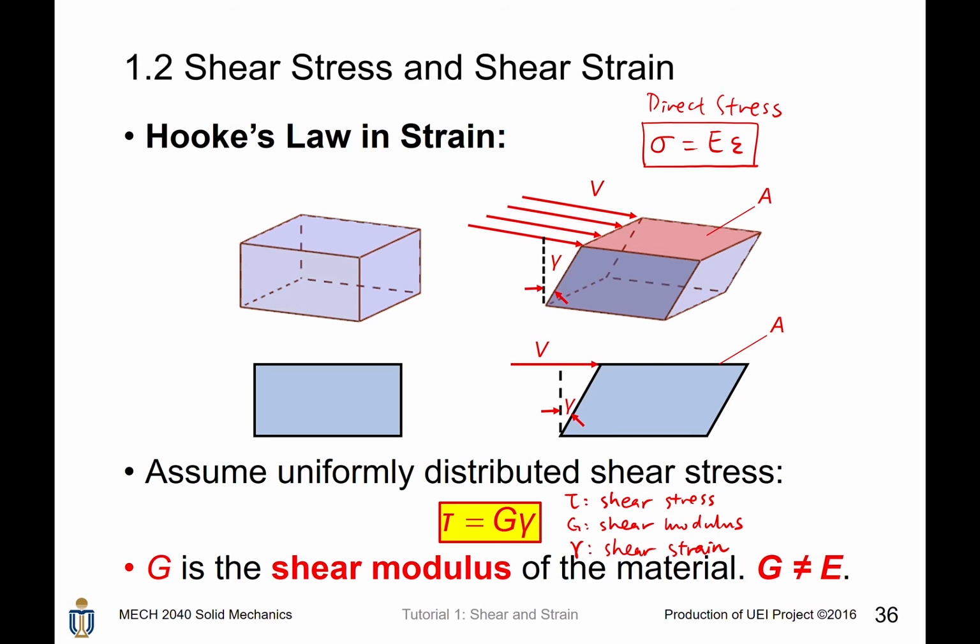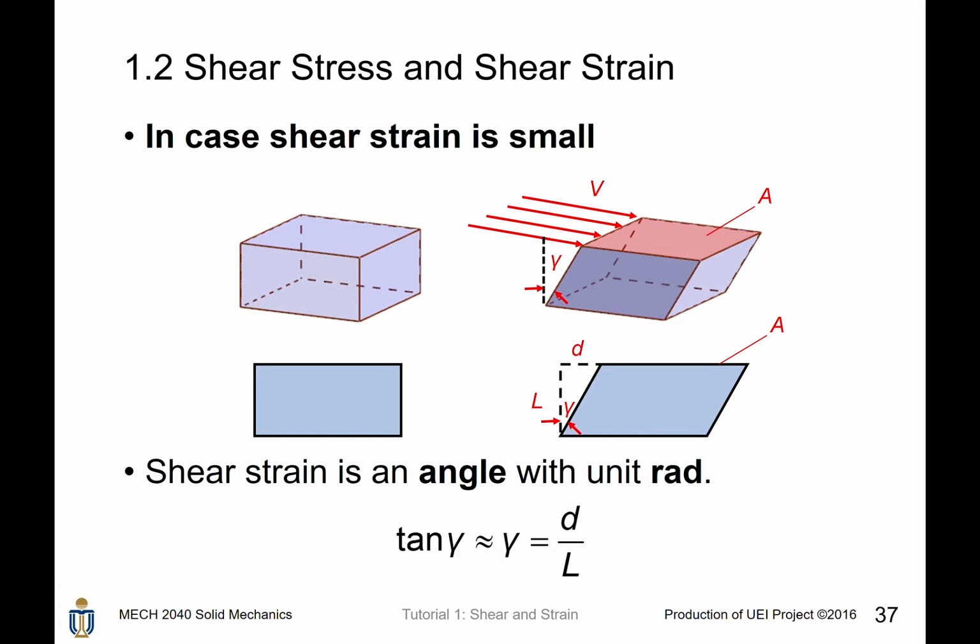Just now we introduced that sigma is the direct stress, E is the Young's modulus, and epsilon is the axial strain. Notice that although we have E and G as constants, in the case of shear strain and axial strain, their constants are very often unequal. That means G is very often unequal to E for some special cases.